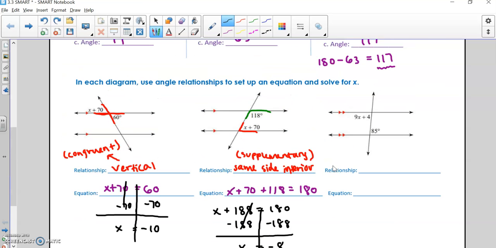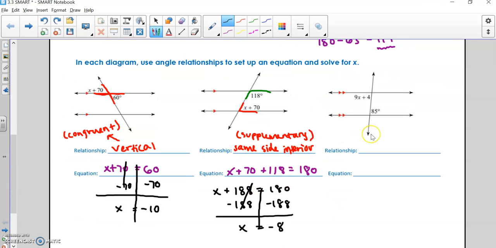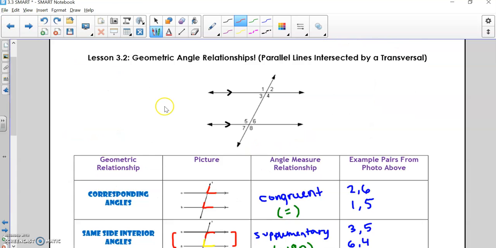All right, one last problem. We have 9x plus 4 in one angle and 85 in another. One here and one here. Now, let's go back to the table and see which image that looks the most like.